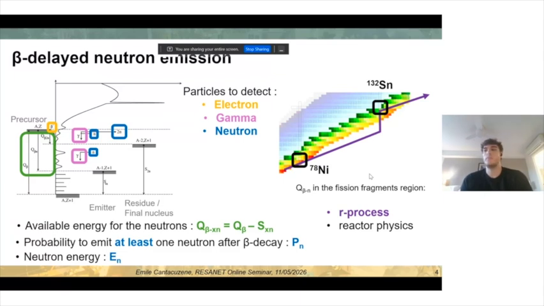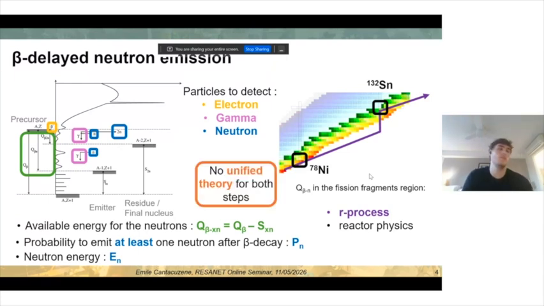Another important application for this process is reactor physics, because in a nuclear reactor, which is a very neutron-dense environment, the beta-delayed neutron emission will happen as well.